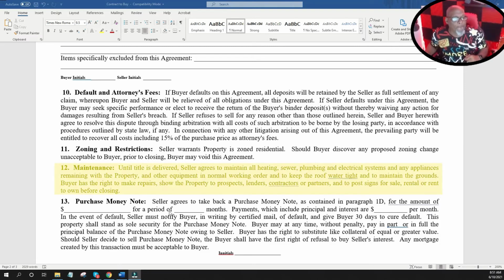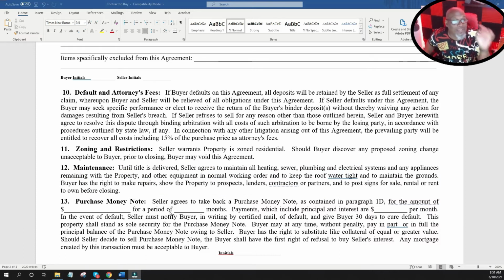Number 12, maintenance. Until title is delivered, the seller has to keep the property in its current maintenance condition. They have to upkeep the water situation. They have to upkeep the electric. They have to upkeep the actual property condition. They have to make sure they're doing whatever needs to be done to keep it maintained at a level that you have approved of, based on your walkthrough and acceptance of wanting to do this property contract.